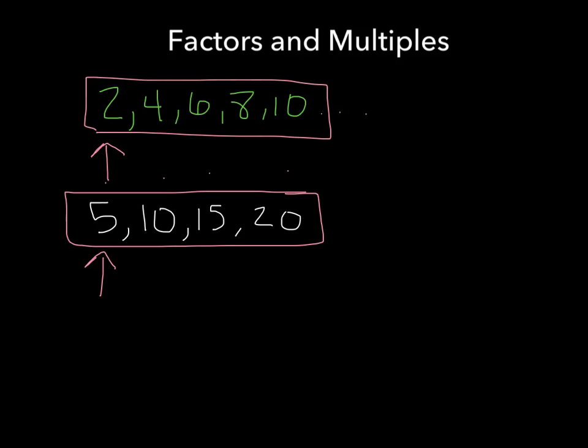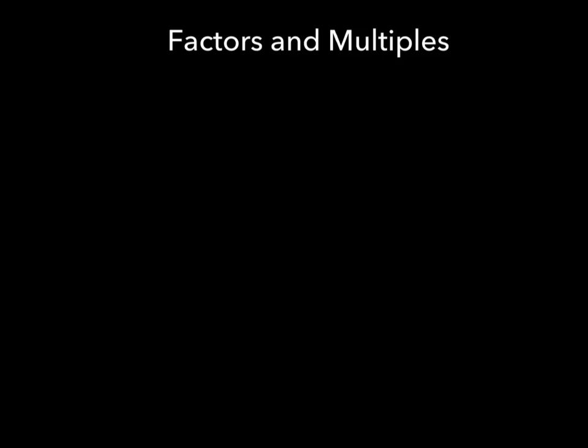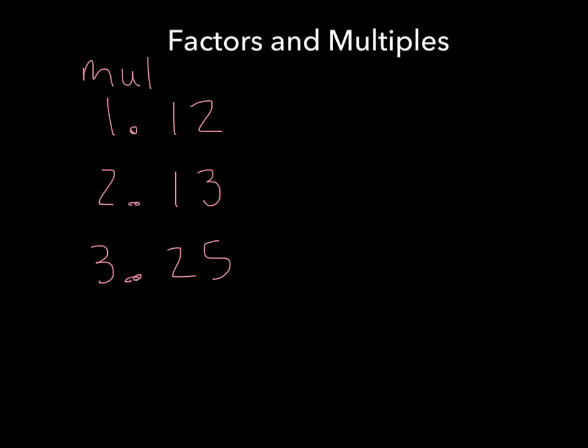Okay. Why don't we have them list the first 10 multiples of a couple of numbers? Let's do multiples of 12. Ooh, that's a good one. Multiples of 13. We'll make a tricky one. And multiples of 25. Okay. And then, these are multiples. Good handwriting, Mr. Leatherman.